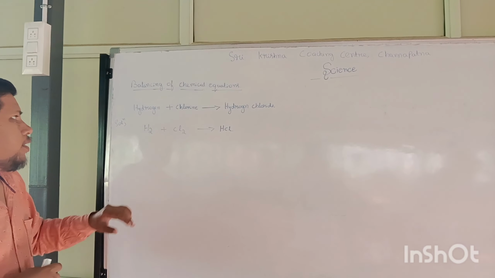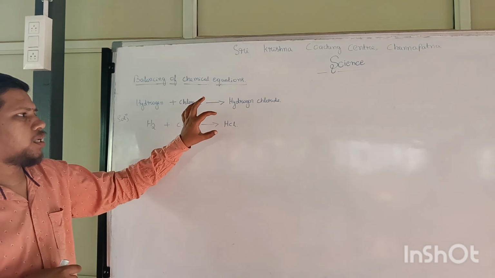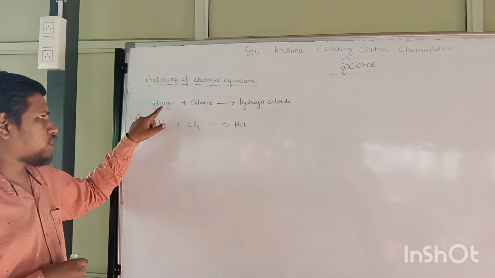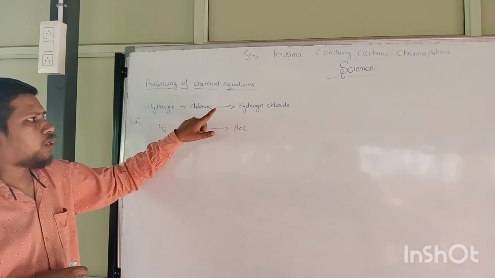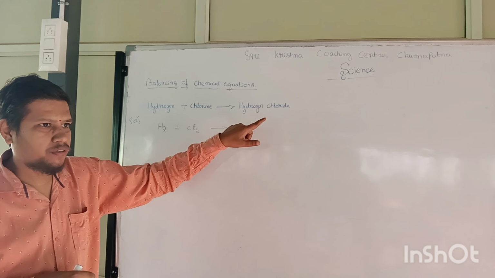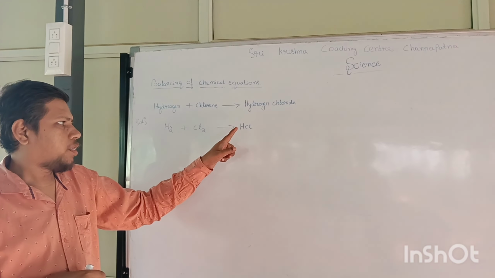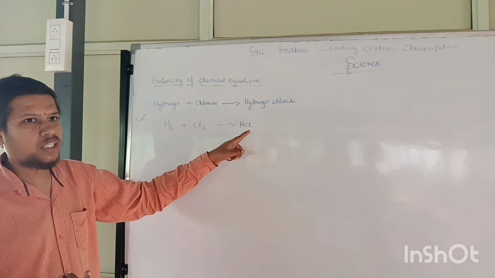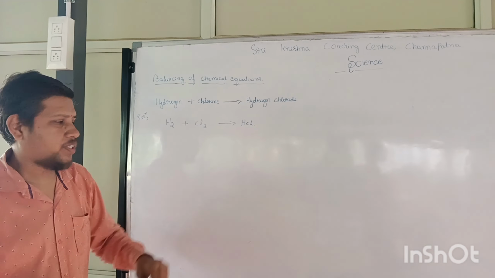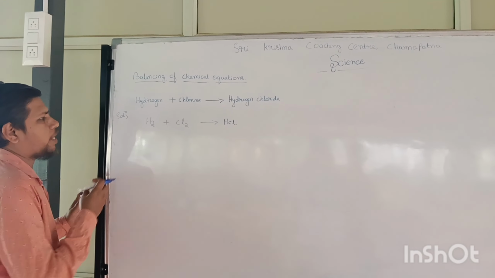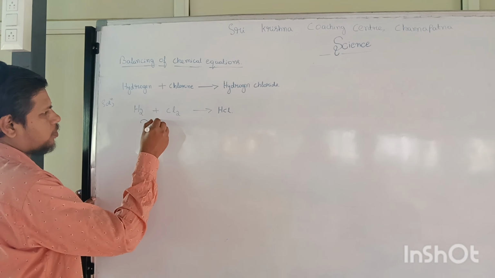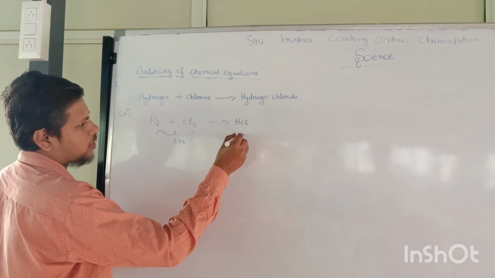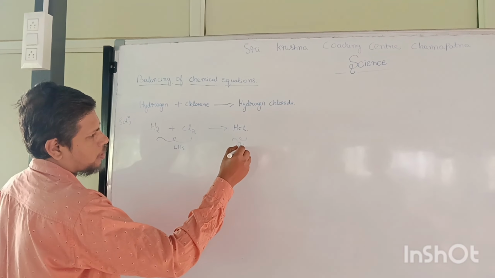Now here is one chemical equation which represents a chemical reaction. Hydrogen combines with chlorine to form hydrogen chloride, which is nothing but HCl. HCl, we know, is hydrochloric acid. Now first we have to mark the LHS. This is the LHS before reaction and this is the RHS after reaction.